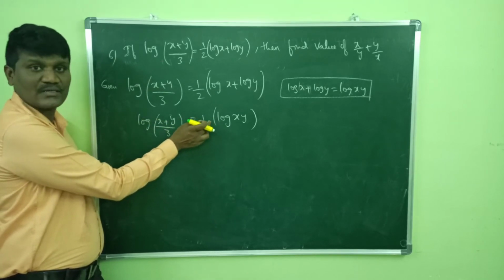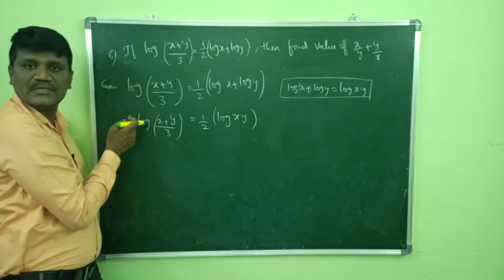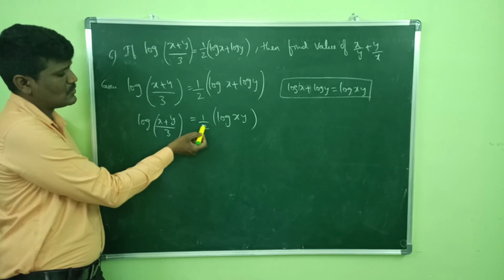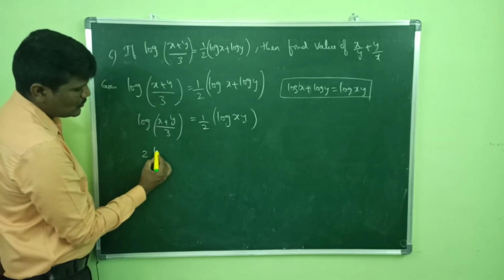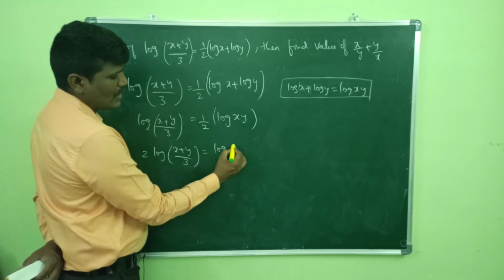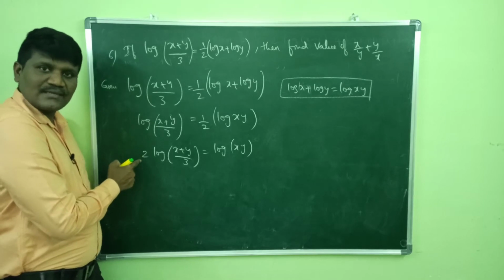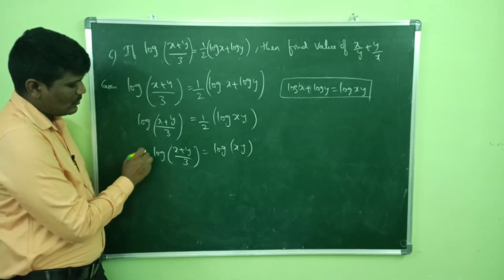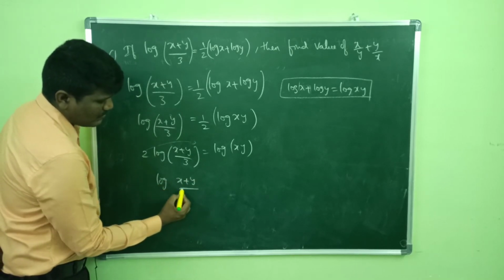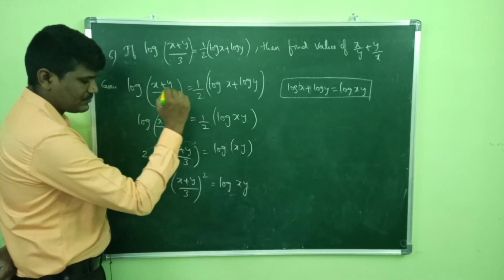I should convert this 1 by 2 to a power, or I can send 2 to this side. Here what I do is I'll send 2 to the left hand side. It will become 2 log of x plus y by 3 is equal to log xy. After sending this I can use the power rule. By the power rule, 2 will become the power of this. So log of x plus y by 3 whole square is equal to log xy.